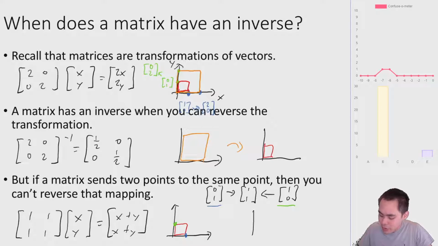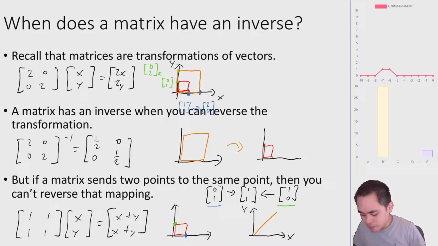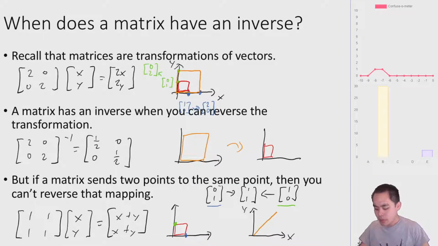In fact, what this operation does is collapse this 2D figure into a line, the x plus y line. Wait, did I do that right? Yeah. So it collapses everything. Unfortunately, that means both of these two points go to the same point here.